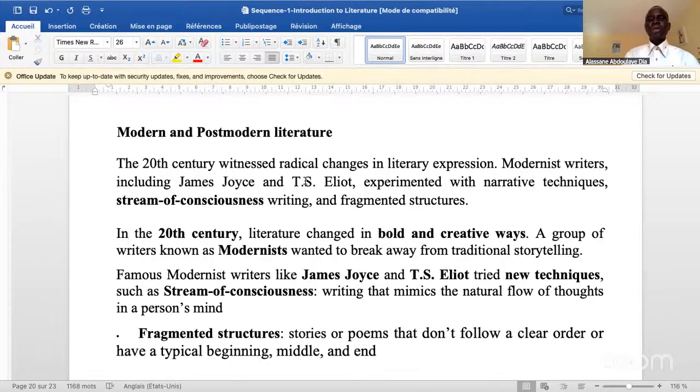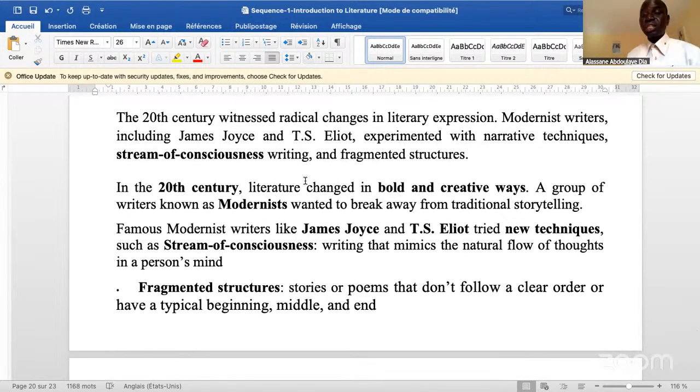What happens? A group of writers known as modernists wanted to break away from traditional storytelling. There was a traditional storytelling. And then the modernists wanted to bring something modern, to modernize literature, to bring new things, class. And famous modernist writers are James Joyce and T.S. Eliot. What did they do? With stream of consciousness, courant de conscience, they brought new techniques.